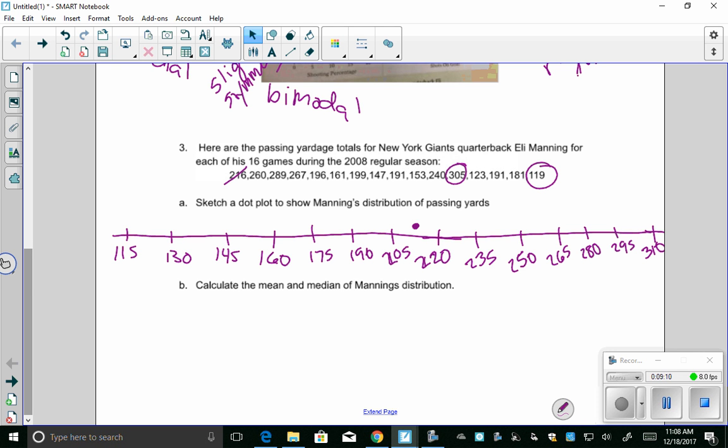I'm going by 15s. I said 5s were too small. 260. 289. 267. 196. 161. 199. 147. 191.